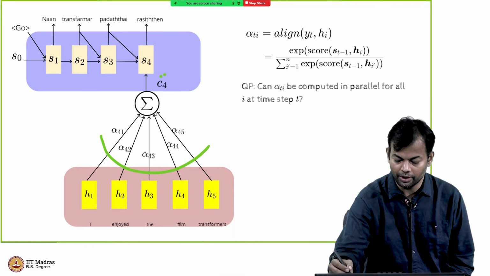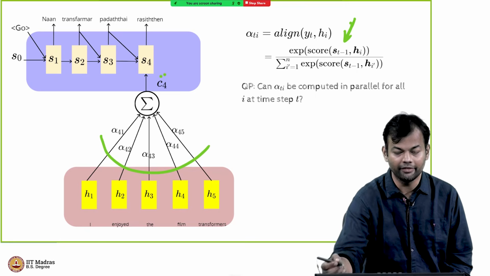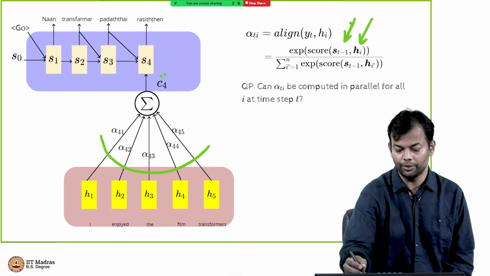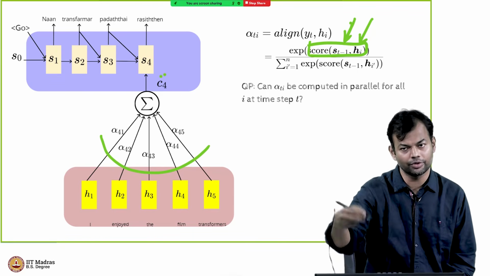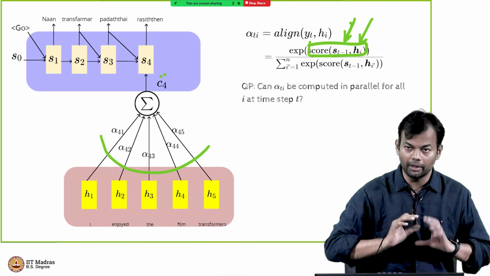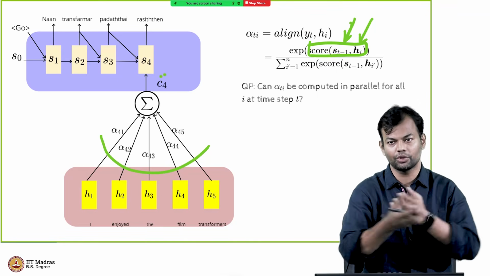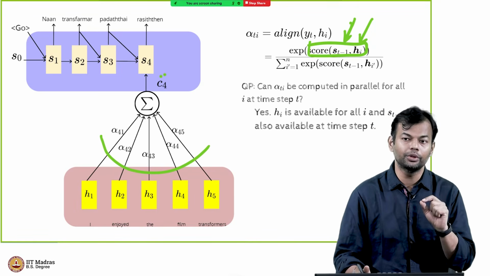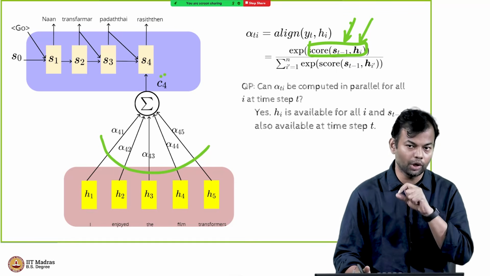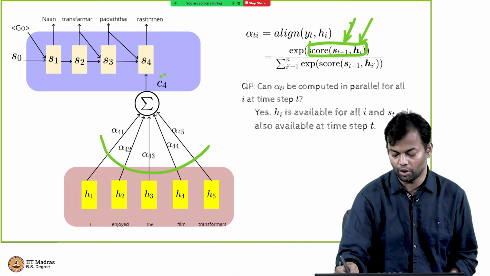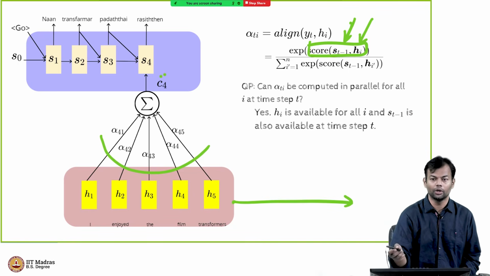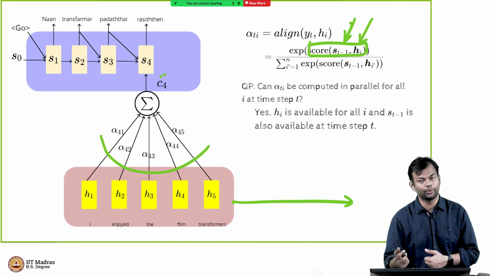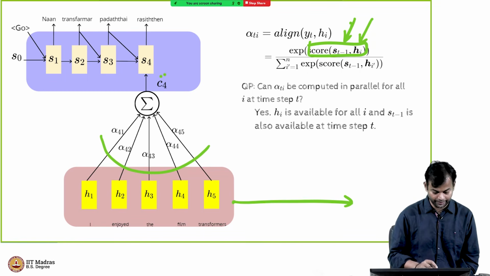Because this only depends on s t minus 1, which is already available, and on h i, which is already available, right? So it depends only on these two values. So you can compute this in parallel, right? And of course, for normalization, you need all the values, but you can compute the scores in parallel, and then once you have the scores, you can again compute the normalization in parallel, right? So for a given t, you can compute the alpha ti's in parallel for all i's, no matter how many i's you have, right? So no matter how long your sequence is, you don't need to wait on the previous computation to happen, or to have something happen at i minus 1, to be able to compute alpha ti, right? You can just compute all of that in parallel, right?